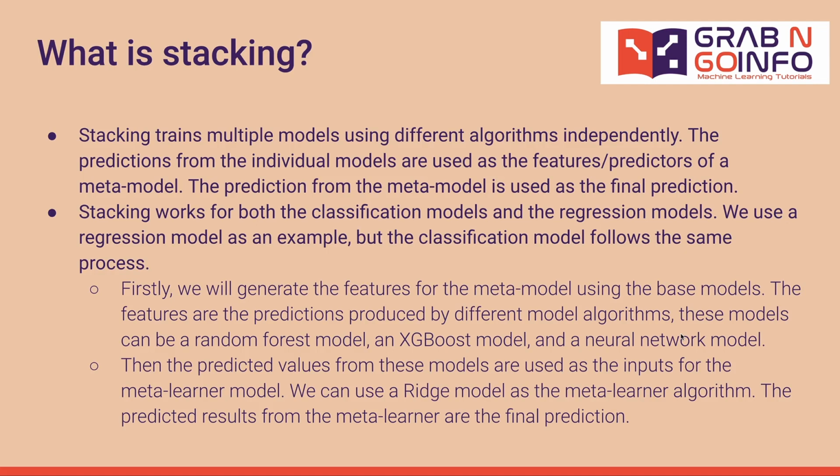Firstly, we will generate the features for the meta model using the base models. The features are the predictions produced by different model algorithms. These models can be a random forest model, an XGBoost model, and a neural network model. Then the predicted values from these models are used as the inputs for the meta-learner model. We can use a ridge model as the meta-learner algorithm. The predicted results from the meta-learner are the final prediction.